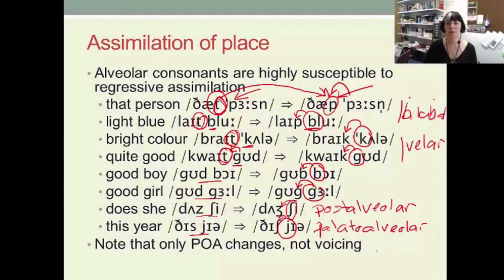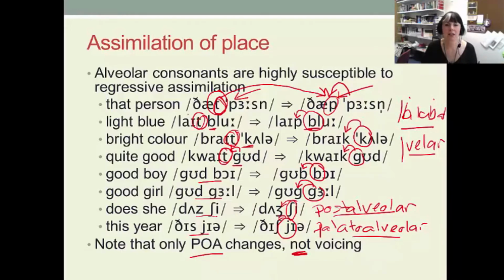So the types of assimilation we've looked at are bilabial, velar, post-alveolar, palato-alveolar. And again, just notice that the place of articulation has changed, not the voicing. So the voicing has not changed in this. Now this is important, of course, because we need differences in voicing at the ends of words to indicate whether the consonant is voiced or voiceless.